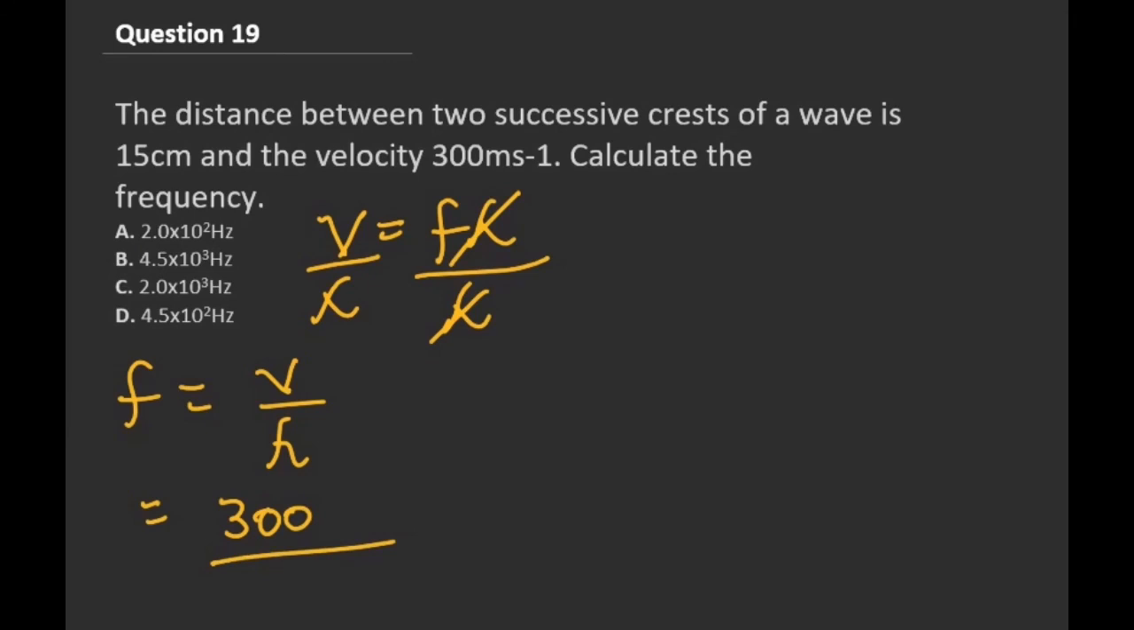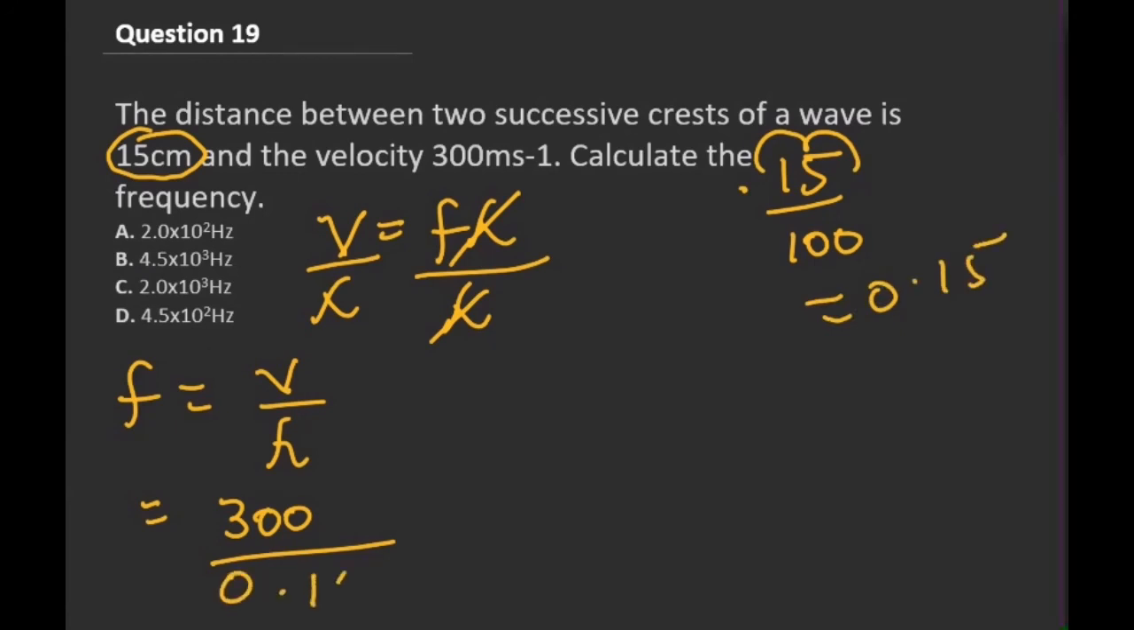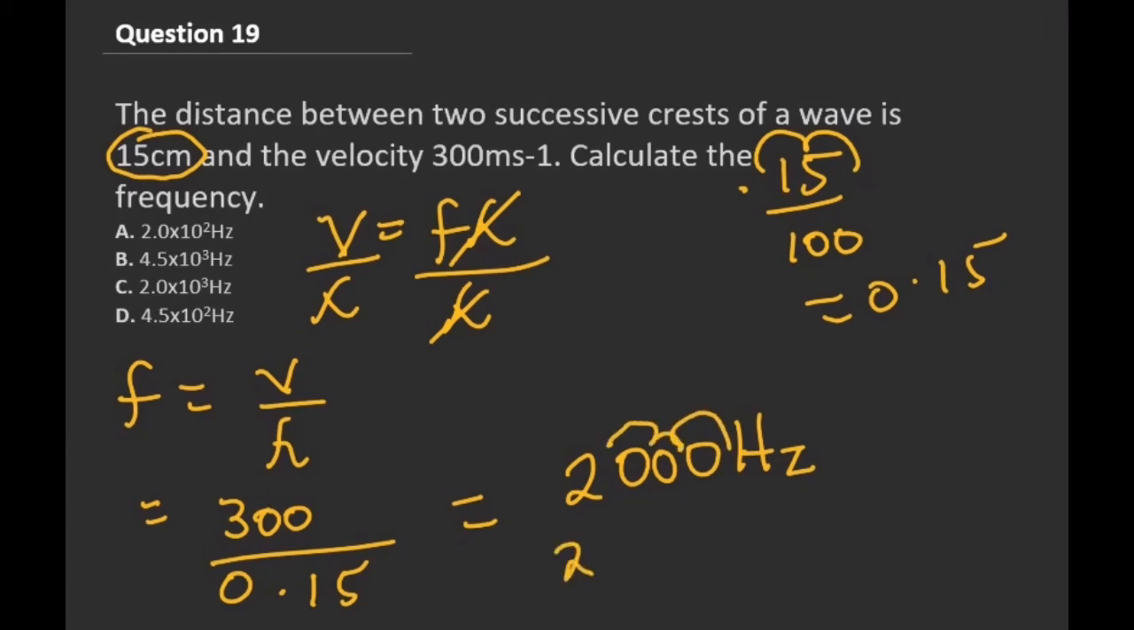Now divide this by the wavelength, which is 15 centimeters, but the unit must be the same. To change 15 centimeters to meters, you divide by 100, put your point here, which will give us 0.15. So you now divide this by 0.15. 300 divided by 0.15 will give us 2000 hertz. Then express this in standard form to give me, count from here, 1, 2, 3. 2.0 times 10 raised to power 3 hertz. So the right answer will be C.